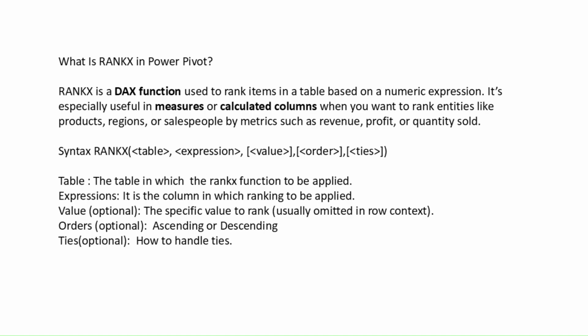Table: the table in which the RANKX function is to be applied. Expression: the column in which ranking is to be applied. Value: optional, if a specific value is to be ranked, usually omitted in row context. Order: optional, ascending or descending. Ties: optional, how to handle ties.